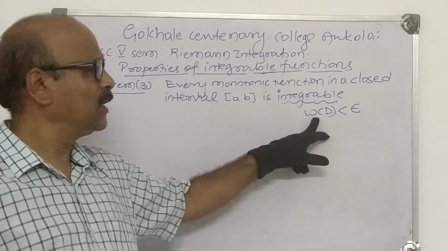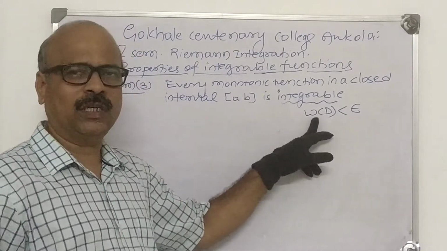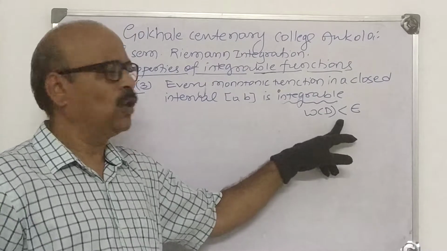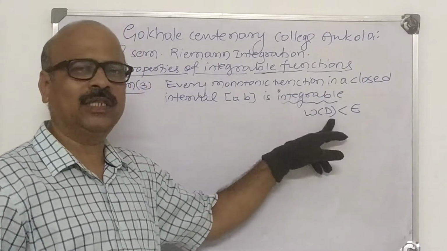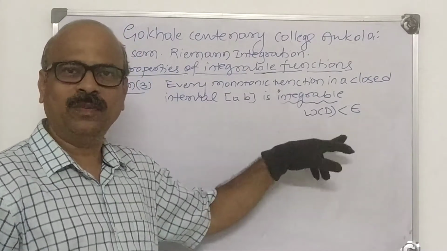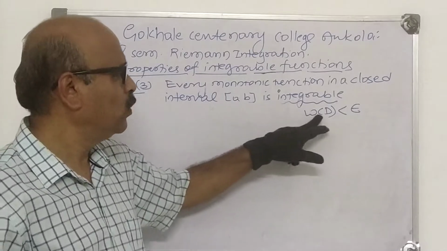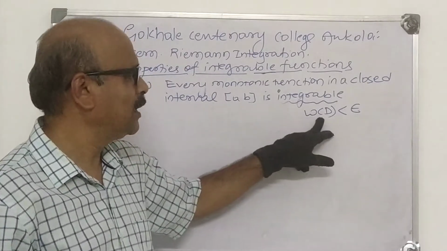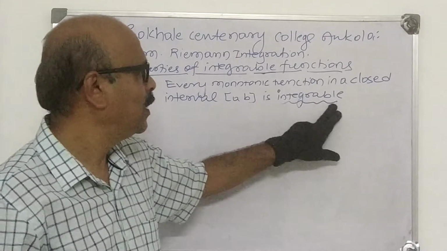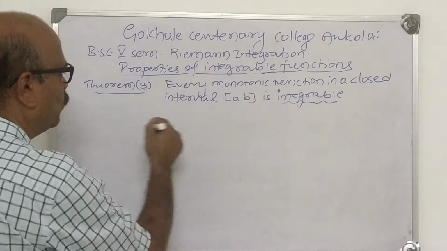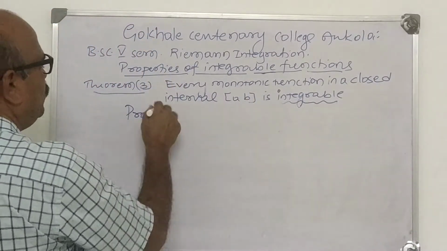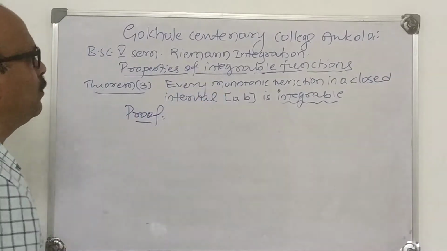The necessary and sufficient condition for a bounded function f(x) to be integrable is that the oscillatory sum of f(x) in the closed interval AB must be less than epsilon. We therefore prove that the oscillatory sum is less than epsilon. For that, I will explain the detailed proof.